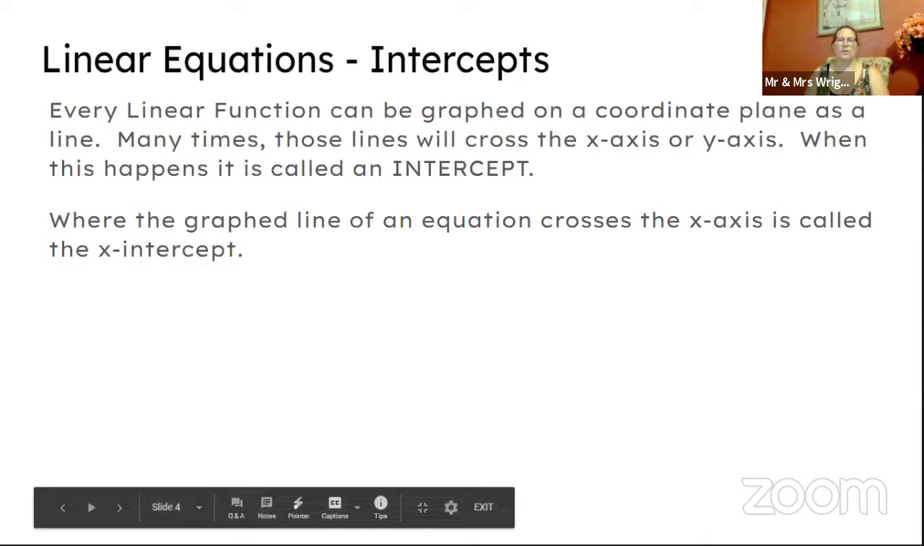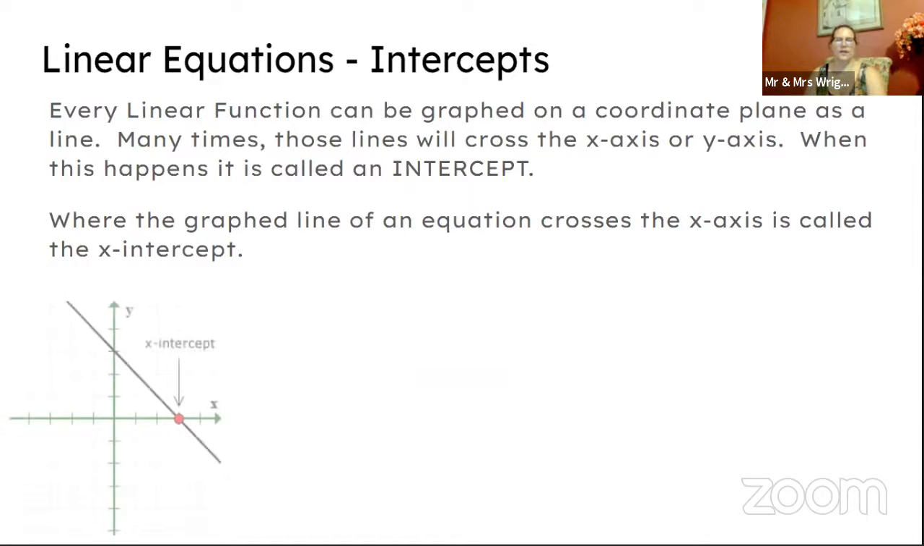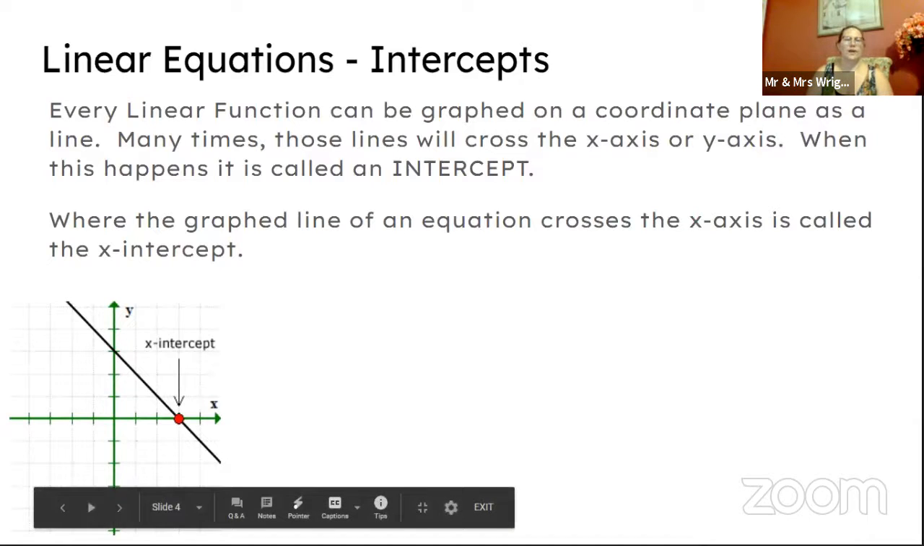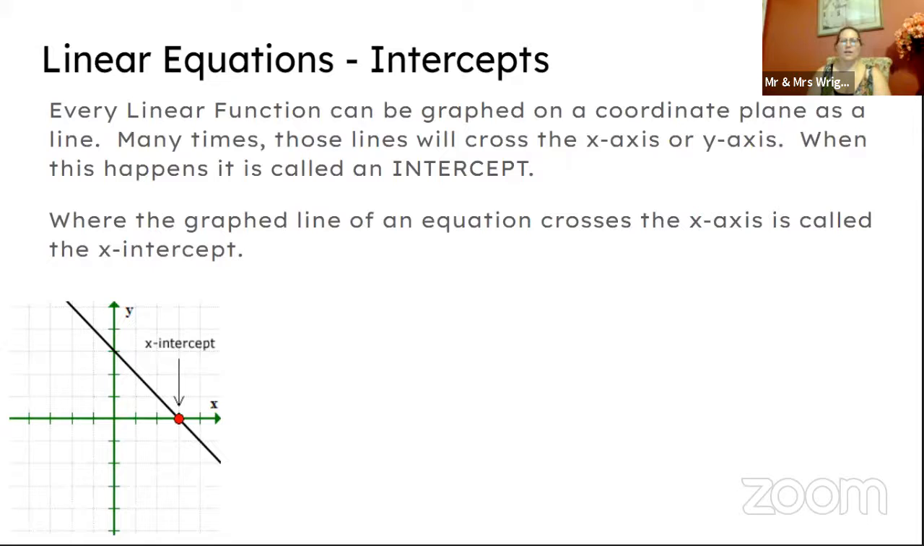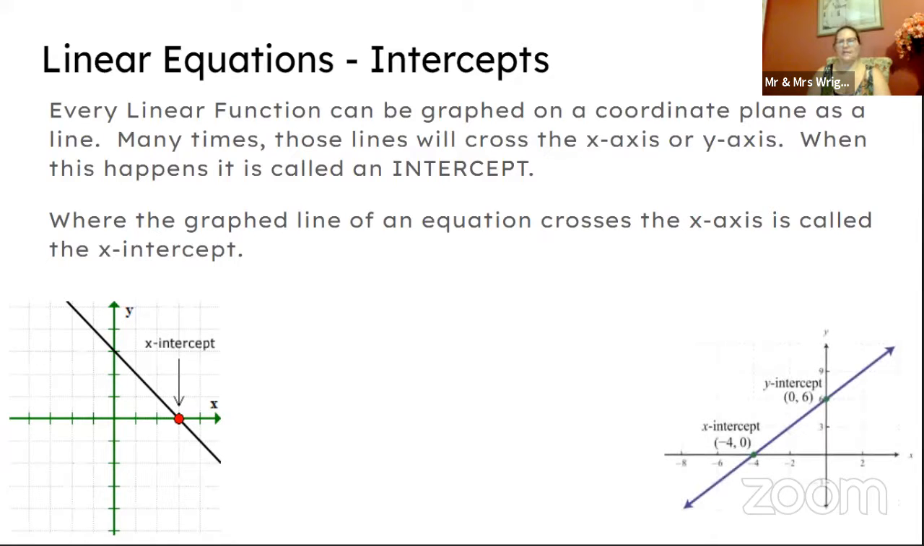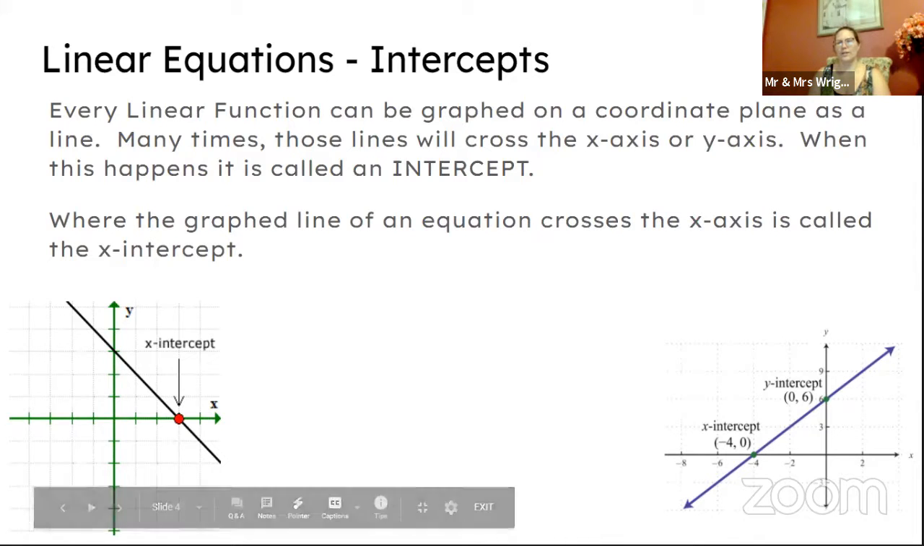And if you remember, let's see if I have this graphed. I do. Okay, so we have two axes. We have an x axis and a y axis. And here I have a line that's graphed. And when this line crosses one of these axes, we call it an intercept. So when it crosses the x axis, this is the x-intercept. And when it crosses the y-axis, we get a y-intercept. Here's a y-intercept. Here's an x-intercept.